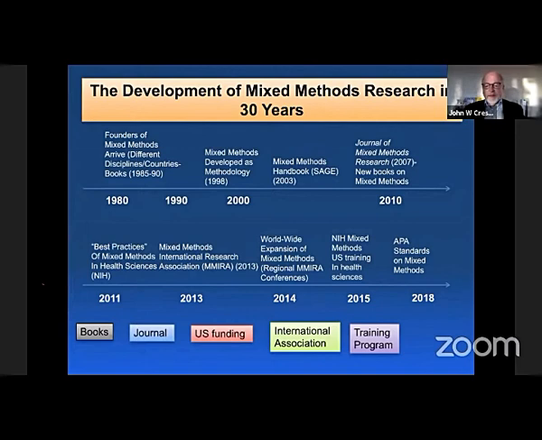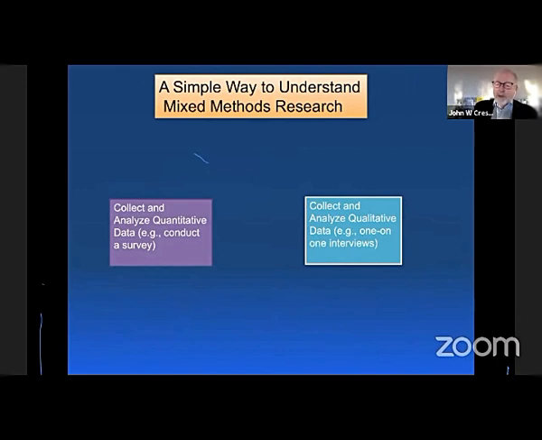Then the federal government also became interested in developing some standards of using mixed methods research in the health sciences. So the National Institutes of Health in America put together a task force. It actually started in 2011. And then we now have professional associations involved in coming up with standards, like the American Psychological Association. So you can see here with my boxes at the bottom of this slide, this is how a methodology gets developed. People write books, they create a journal, there's federal involvement, funding, an international association, a training program is developed, and then some standards. And so I think that in Latin America, the Latin American Association for Mixed Methods Research may follow a similar path as this.